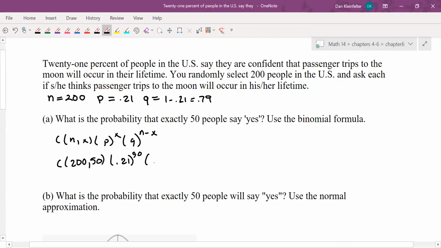The remaining people, there's a 79% chance that they say no, and that has to be 150, right? Notice that those two exponents have to always add up to the total number of people. 50 plus 150 equals 200, right? So let's see what we get for that.